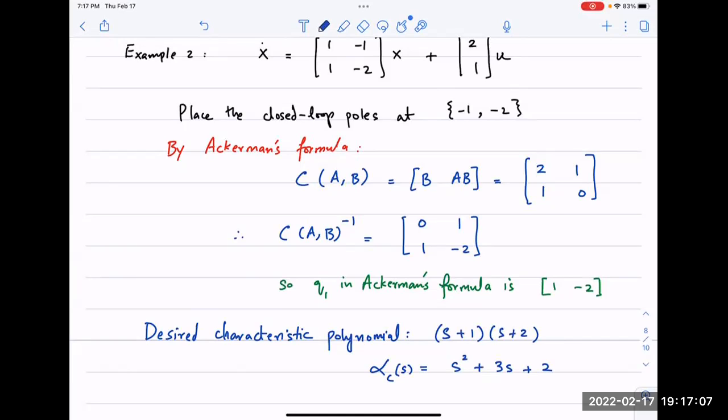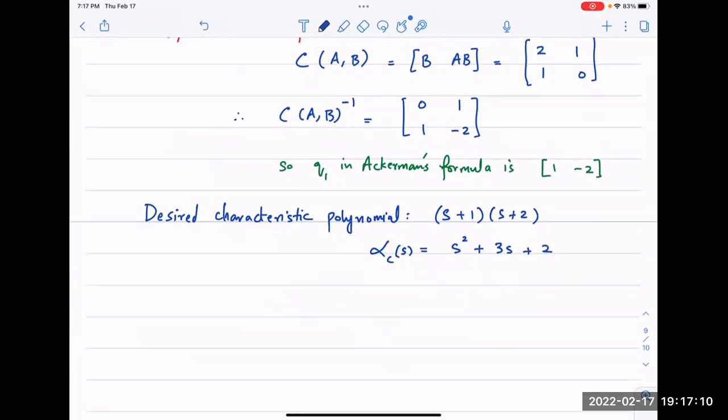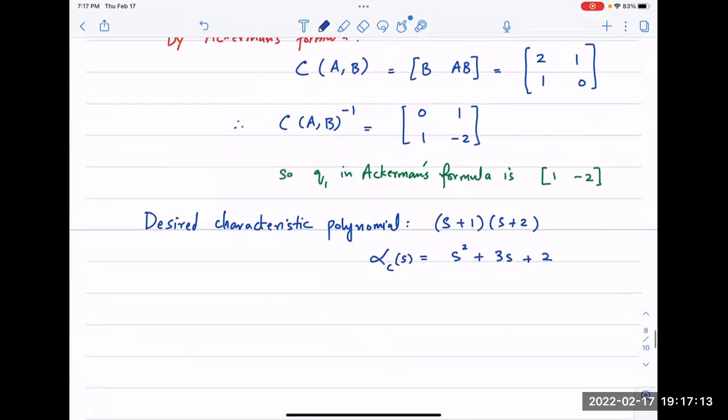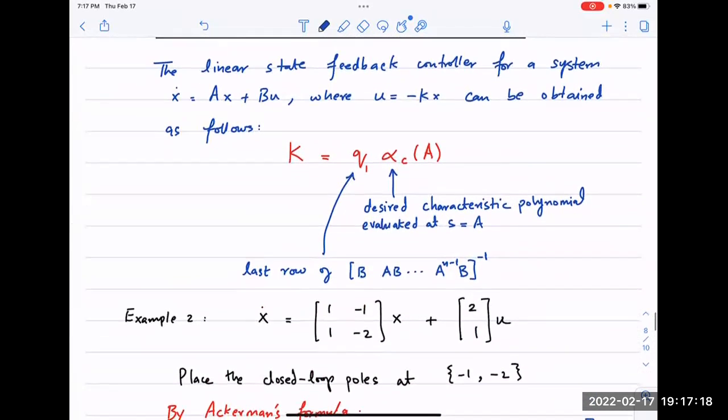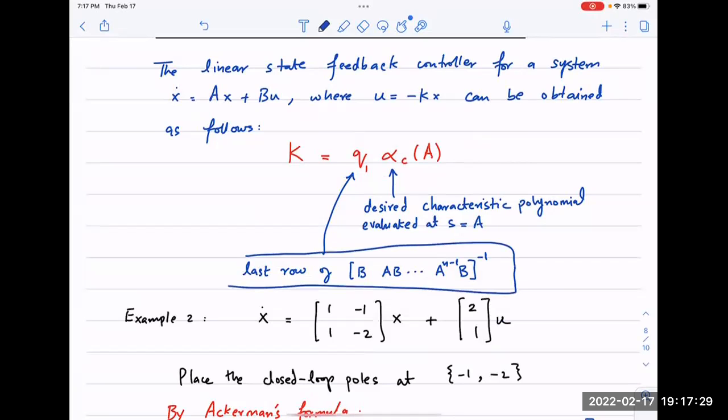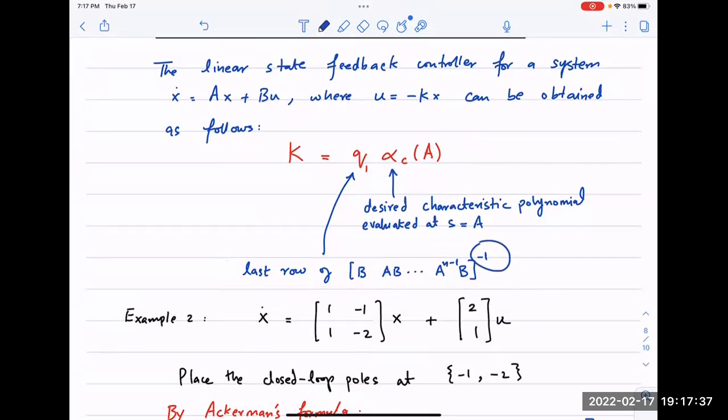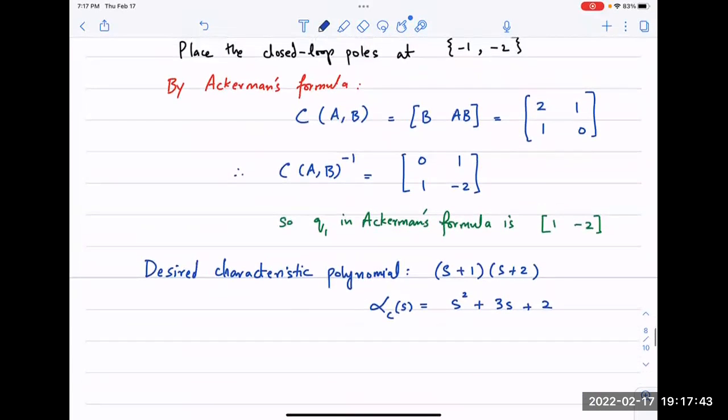Professor, can you explain why you inverted the controllability matrix again? Okay, so I'm looking at the Ackermann formula, right? Ackermann formula is this. Where Q1 is a row vector, which is the last row of this thing inverse, right? So the inverse is in the formula. Oh, okay, I see. So the last row of this inverse turns out to be this thing here.